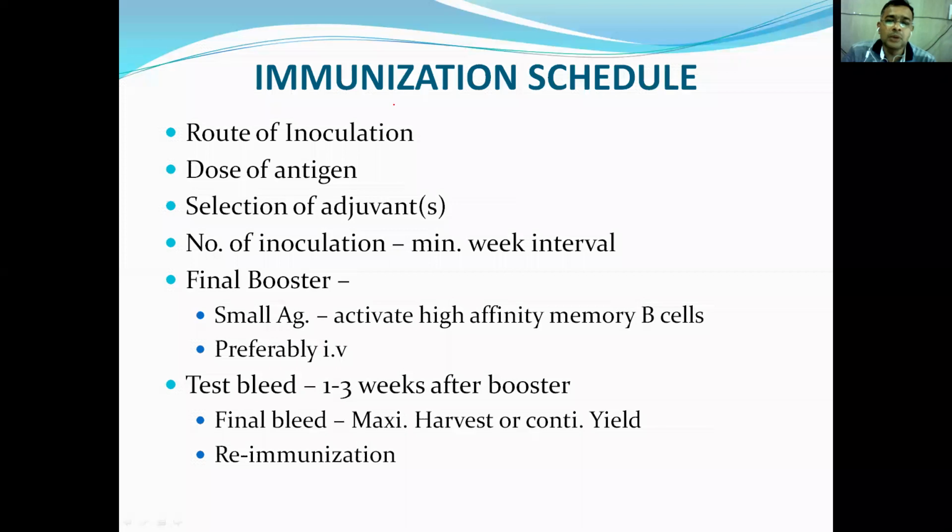So we are talking about the immunization schedule and the important parameters of the immunization schedule. First and important is the route of inoculation. Earlier I discussed that the route of inoculation is important, and it generally depends on the type of antigen, species, and type of adjuvant we are going to use. The second is the dose of antigen. An appropriate or optimum dose is the ideal condition for raising a maximum response from that antigen. So the optimum dose needs to be decided.